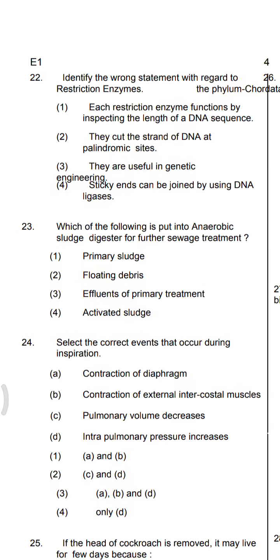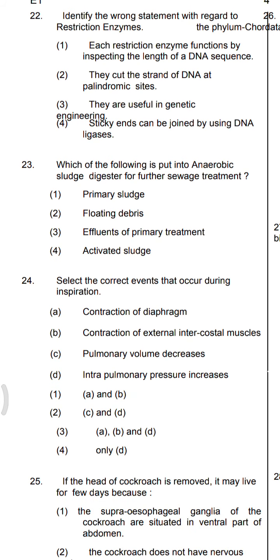23rd question, which of the following is put into anaerobic sludge digester for further sewage treatment? 1, primary sludge. 2, floating debris. 3, effluents of primary treatment. 4, activated sludge.